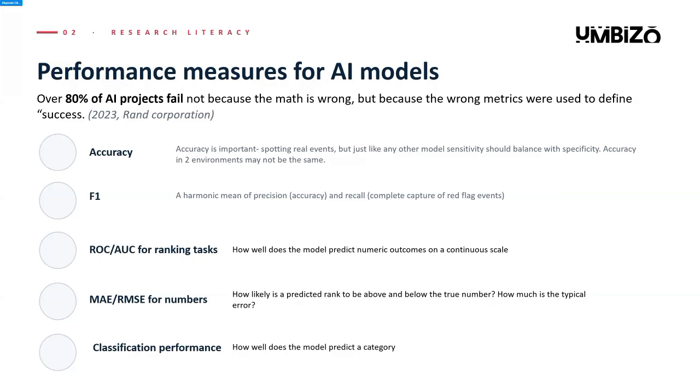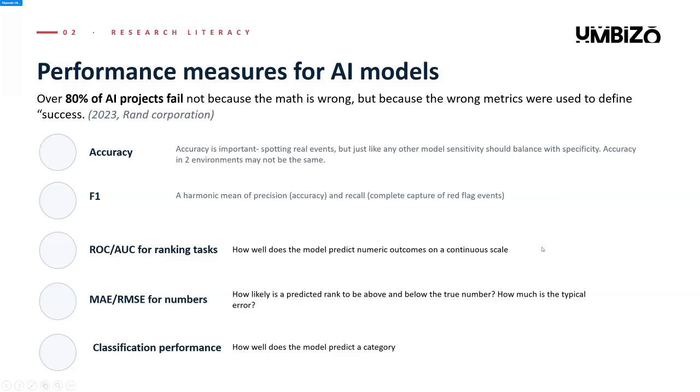So you'll often see something called F1. F1 is a mixture of the accuracy that we want with recall, which is complete capture. So it's precise, it's going to recover only correct events, but it's also going to recover all of them. So it's a measure of both of those things, which is why F1 is so important. And if you only assess with one metric, I would choose F1.